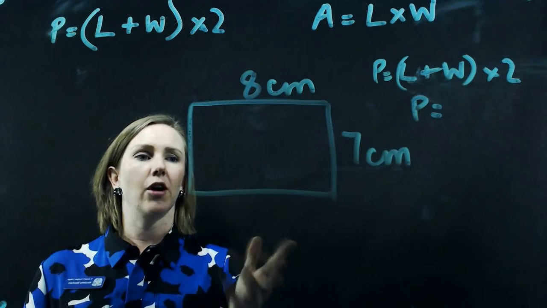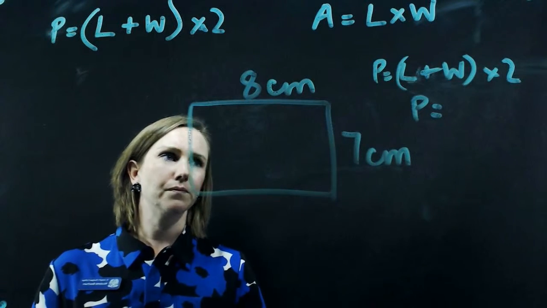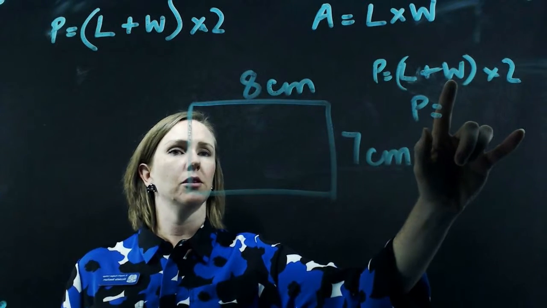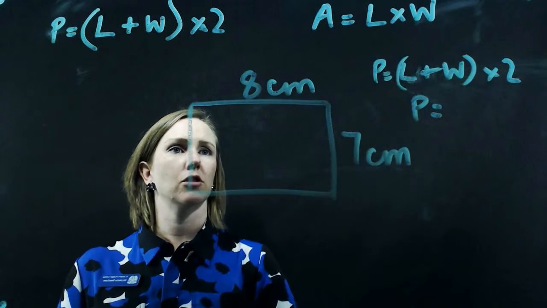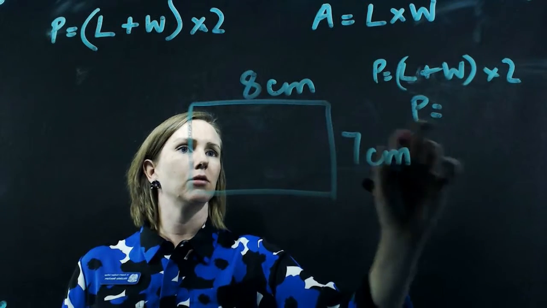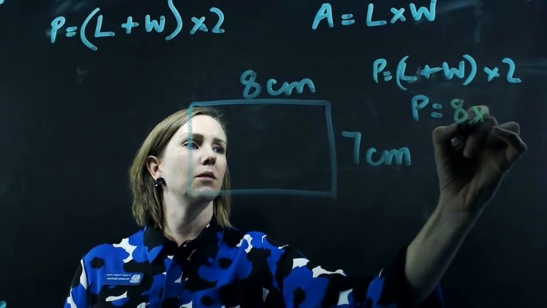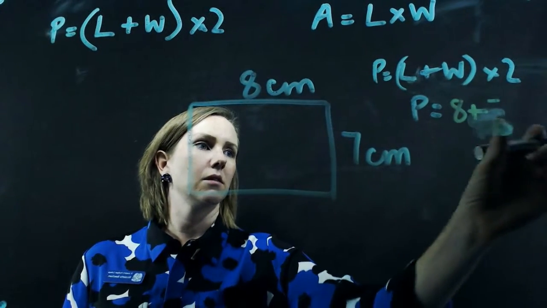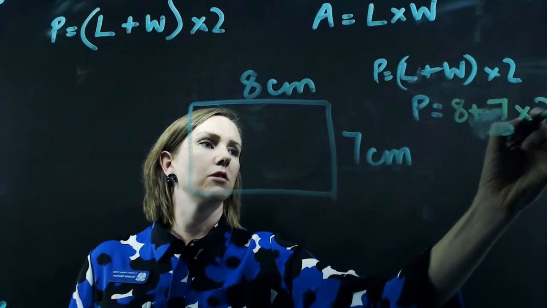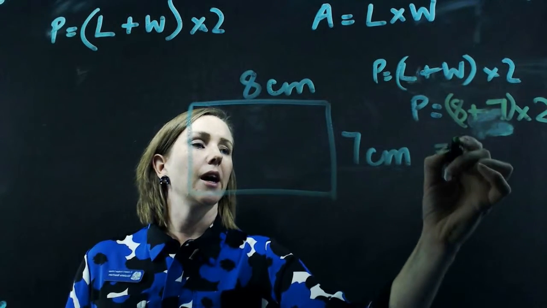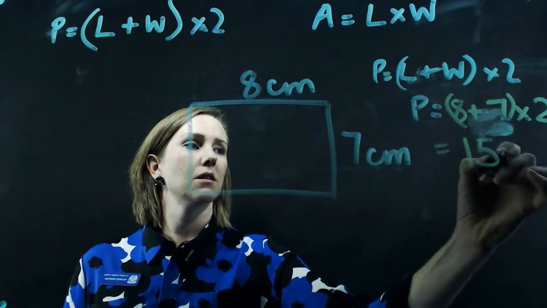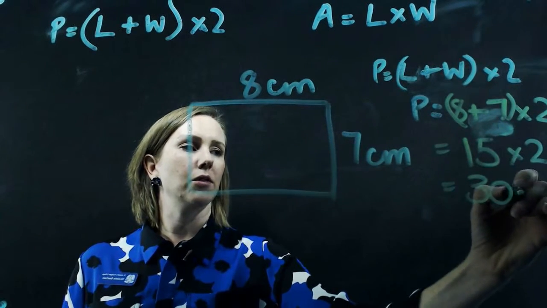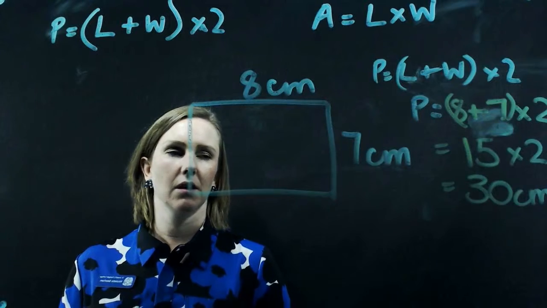So let's start with finding the perimeter of this rectangle. So I've got my formula written down, P equals L plus W, length plus width, times by 2. So in this case we've got P equals 8 plus 7 times 2, okay, 8 plus 7 is 15, okay, and I still need to double it, and I would have 30 centimeters, okay.